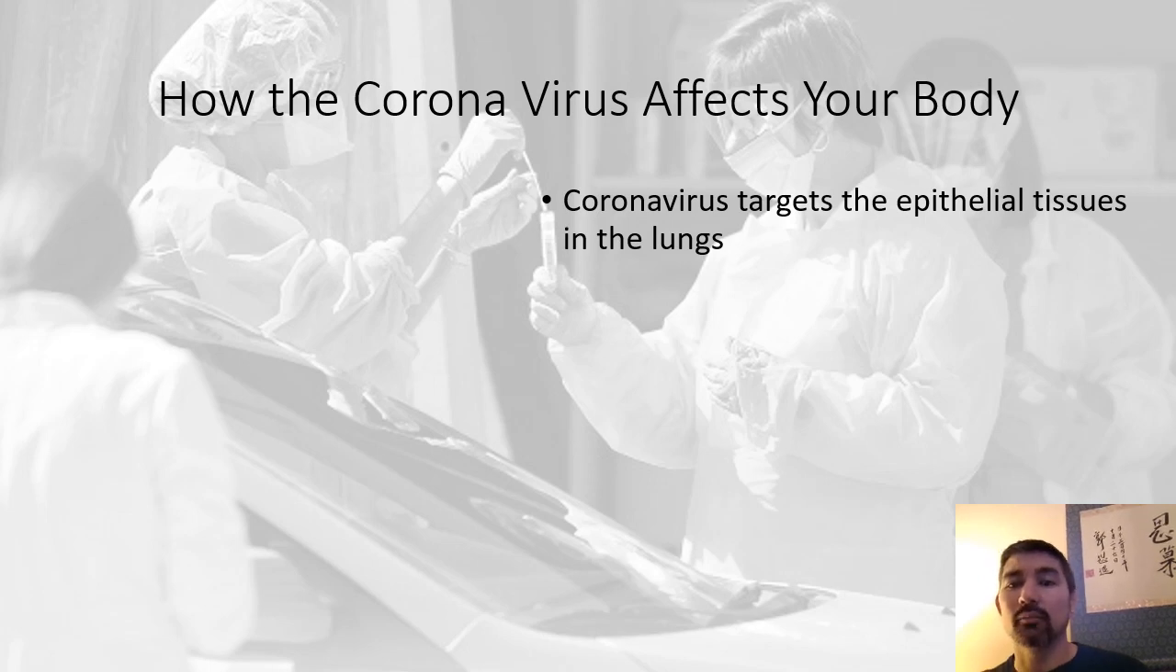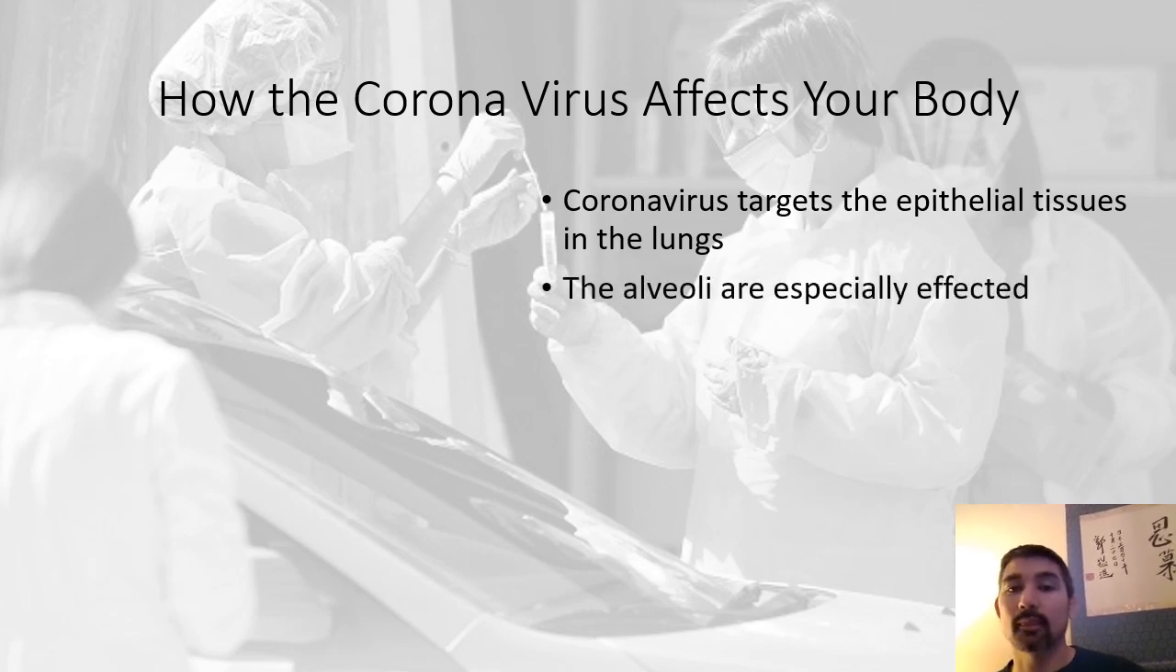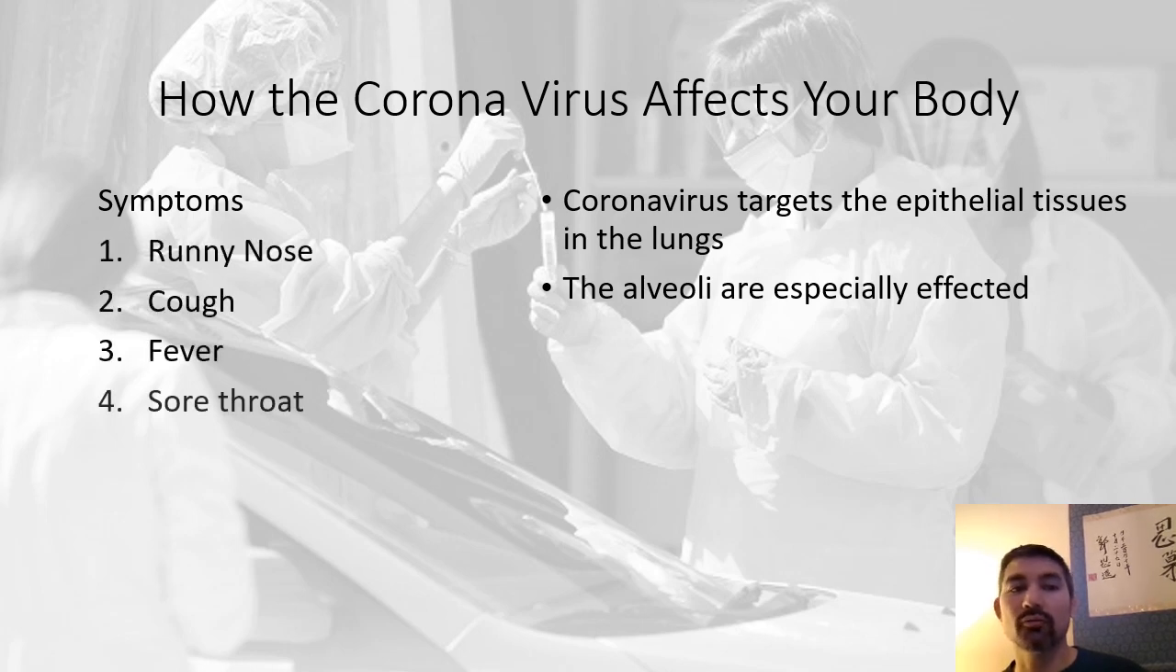In addition, these epithelial tissues line your alveoli. And so the epithelial tissues are the place where gas exchange happens. So oxygen goes in, carbon dioxide goes out at these epithelial tissues. However, epithelial tissues are the exact place where coronavirus targets. And especially the alveoli are affected by the coronavirus. So the coronavirus, when you get it, you'll typically have a variety of symptoms that are kind of like the flu. So to begin with, you'll have things like runny nose, cough, fever, sore throat, muscle soreness.